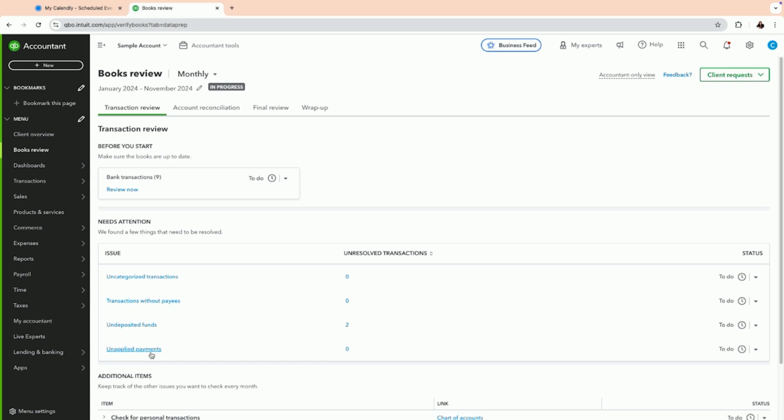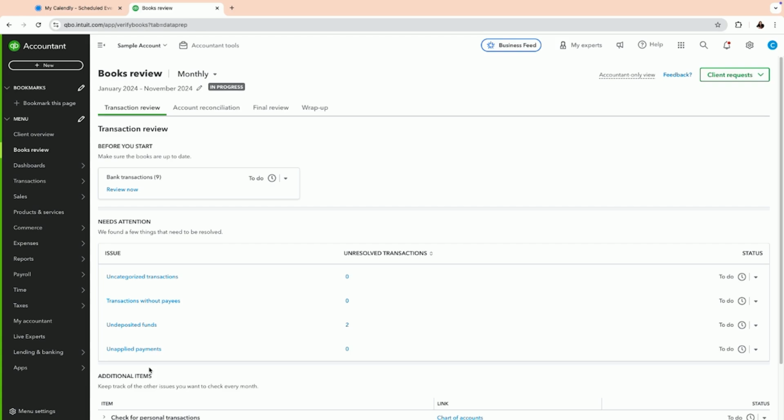The way to fix the problem of unapplied payments is to make sure that the date of the invoice is prior to the payment. You can go into the invoice and easily fix the date. So that's the easiest thing to fix. But if it is the amount, then you want to go into the invoice and fix the amount on the invoice. So if you receive tips, you want to add tips to the invoice.